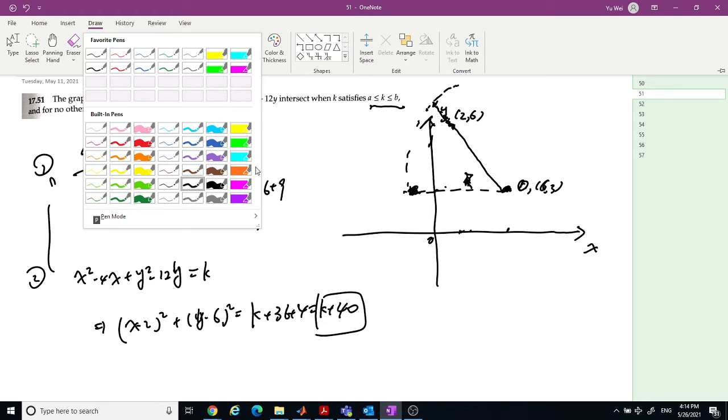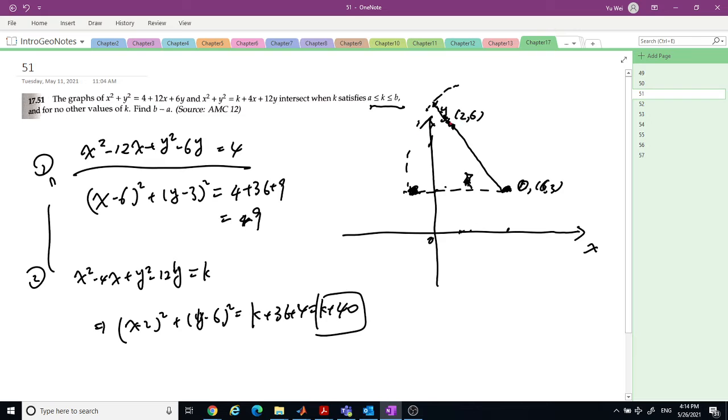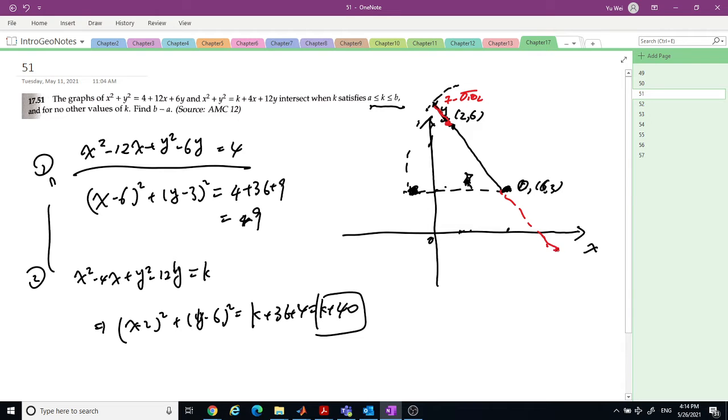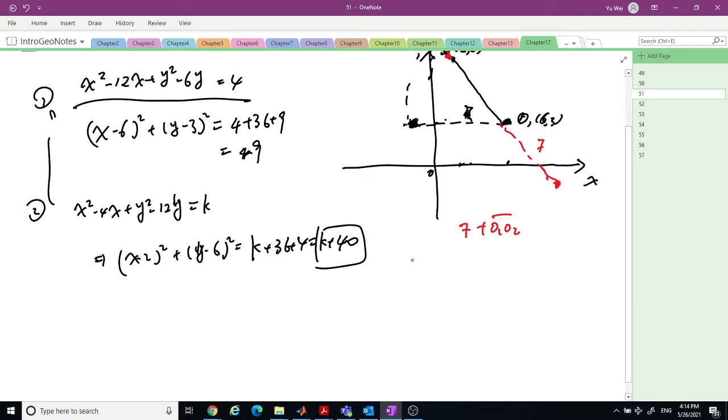Let me change another color. So the radius of O2 must be at least this one, right? So it's 7 minus O1O2. And because it's on the other side, this is 7, so the radius of O2 at maximum should be 7 plus O1O2, right? So now the problem becomes to calculate O1O2.